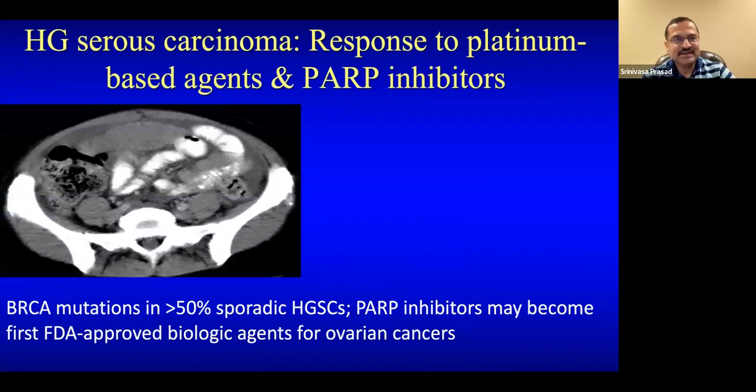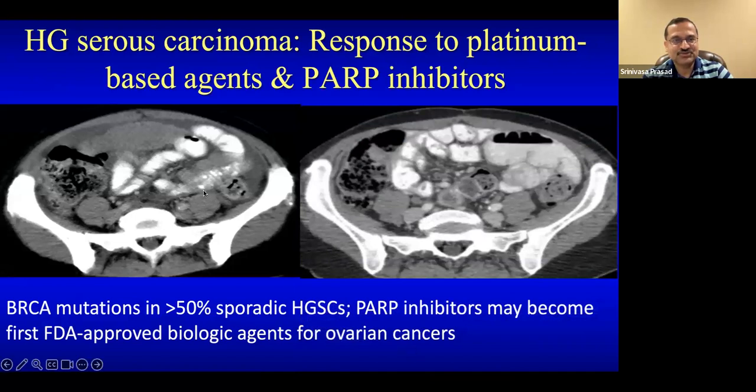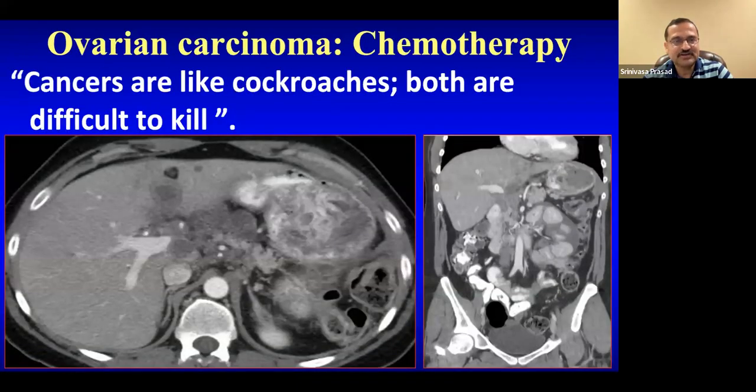Based on the genetic abnormalities, as I showed you another case of a high-grade serous cancer that responded extremely well. Here is a patient with large omental masses, and that really melted when they used platinum-based chemotherapy and added the PARP inhibitors. So these are the new drugs in ovarian cancers, and this was the first FDA-approved biologic agent for ovarian cancers.